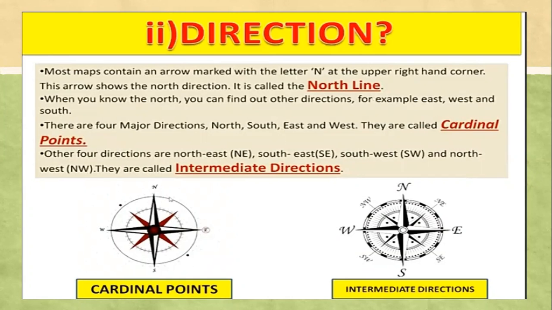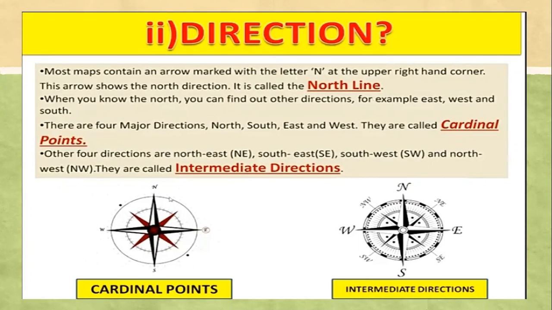There are four major directions: north, east, south and west, and they are known as cardinal directions. The other four directions are northeast, southeast, southwest and northwest. These are intermediate directions. See here, there are two different parts given in the picture, that is cardinal points and intermediate directions. Cardinal points show you proper east, west, north and south, and intermediate shows you northwest, northeast, southeast and southwest. Is that clear? Now this is all about the directions.